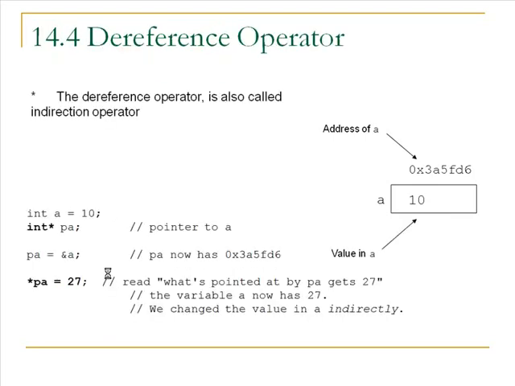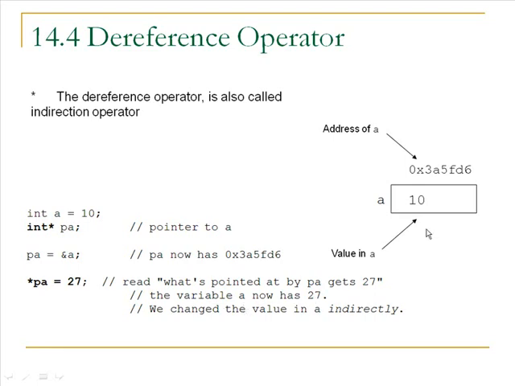Okay, now let's look at the dereference operator, also called an indirection operator. We have the same declarations that we had on the previous slide. We have int a gets 10 and int *pa, and we're assigning pa to be the address of a. And here's the new part in this slide. We're going to say *pa gets 27. So I want you to read this one as what's pointed at by pa gets 27.